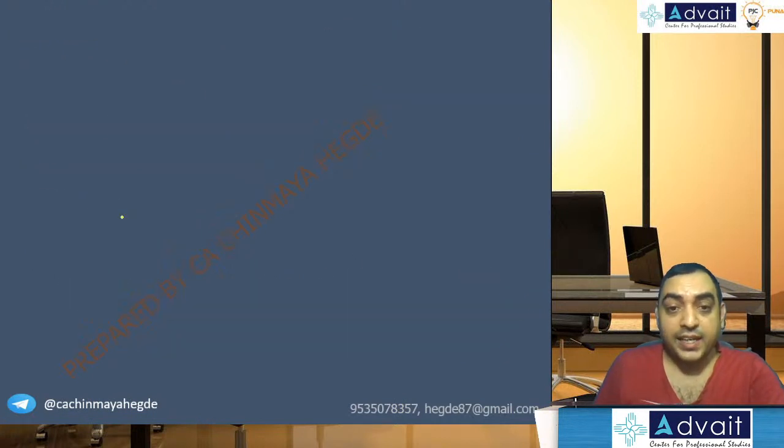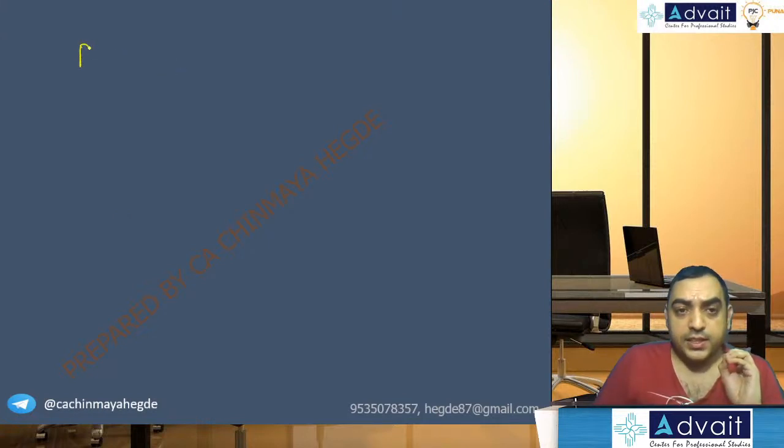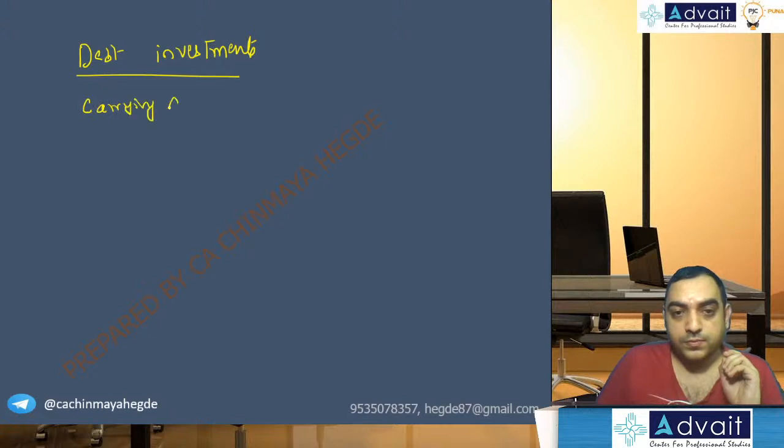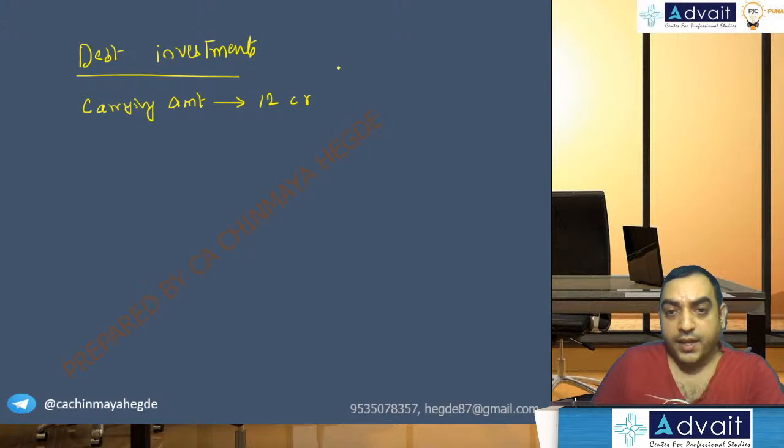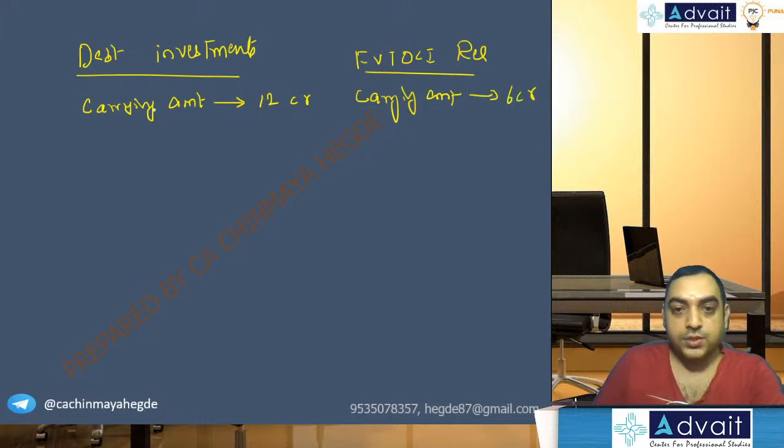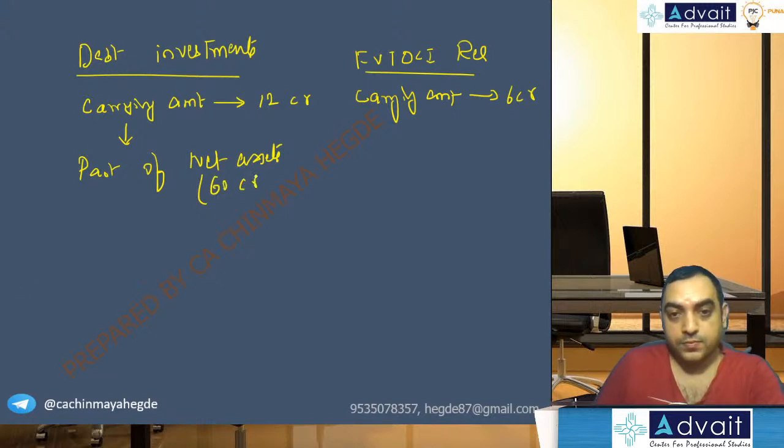Okay, just as a matter of clarity, I'm giving you this. Debt investments are having a carrying amount of 12 crores, and the FVTOCI reserve is having a carrying amount of 6 crores. This is part of the net assets which is de-recognized at, what is the net assets? 60 crores. And this is de-recognized.